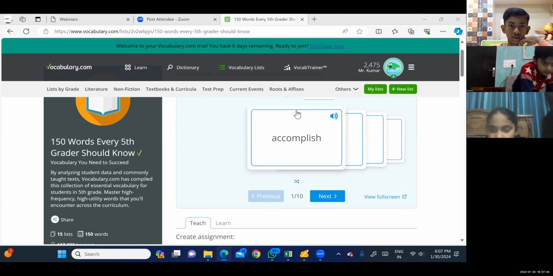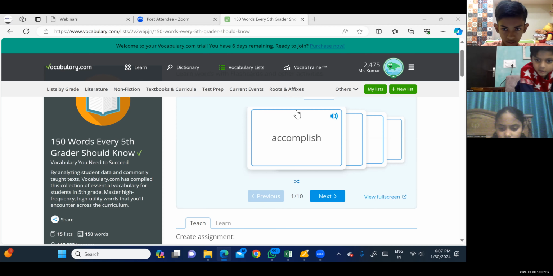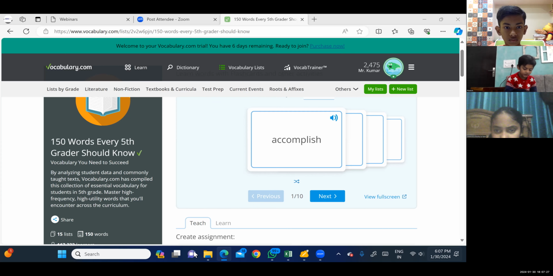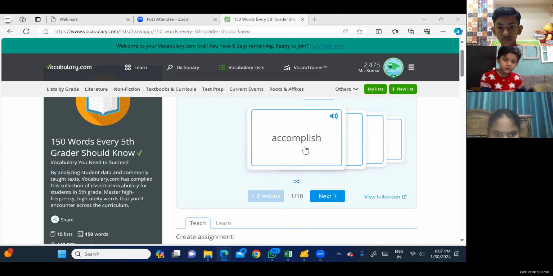Okay, let's start. Today, we will learn some new words and we will learn the meaning and we will also learn the pronunciation. So this is as good as reading. We'll be learning these new words with the right pronunciation and the right meaning. So we start with Revansh. Revansh, read this word.